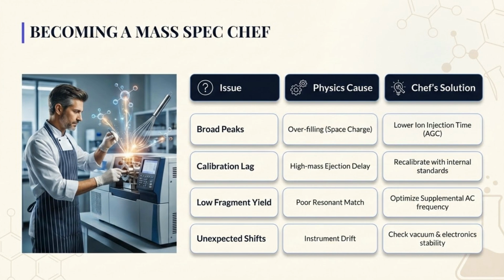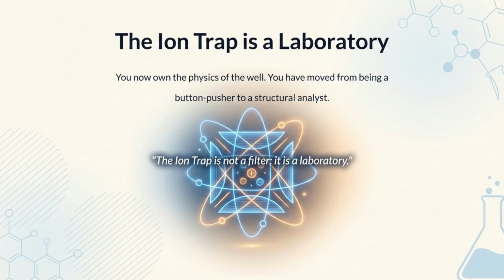Now, ask yourself, is my mass accuracy off because of the machine's hardware, or because I overfilled the pot? If you can answer that, you have moved from being a simple button pusher to being a true mass spectrometry chef. We have covered a lot of ground today, from the Mathieu equation to the space charge mess. Remember this golden sentence: the ion trap is not just a filter, it is a laboratory. You now have the power to park, chop, and serve molecules with atomic precision. I will see you in the next lab.